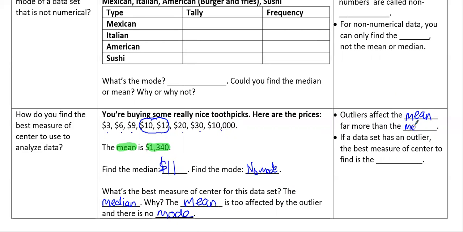And I don't know what's going on here. I'm just going to build this. Oh, there we go. Median.